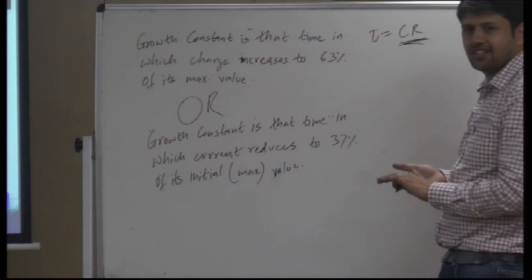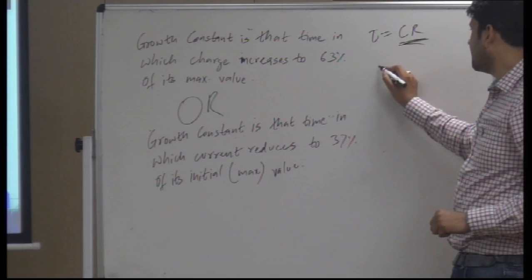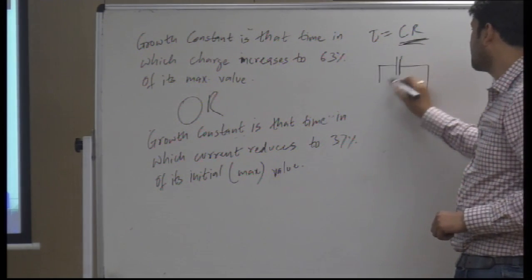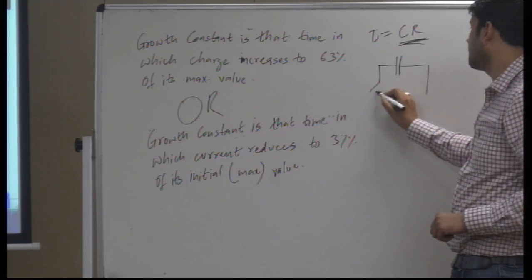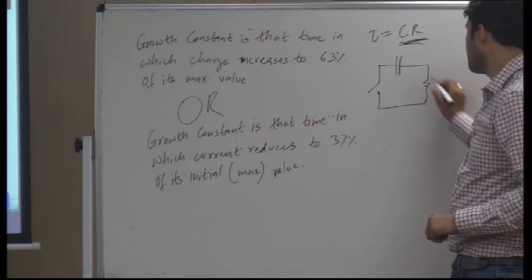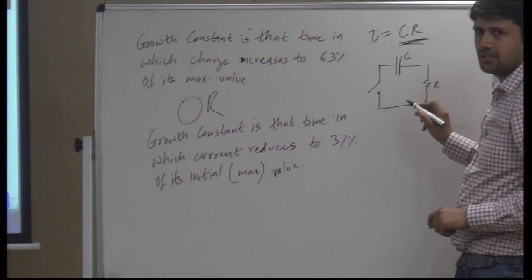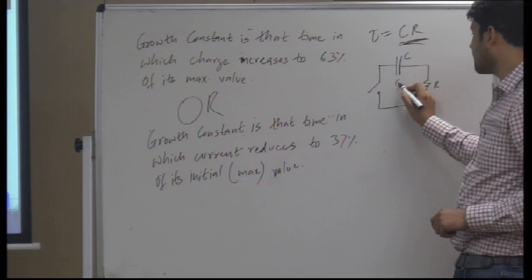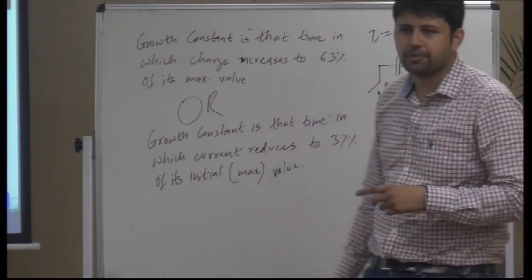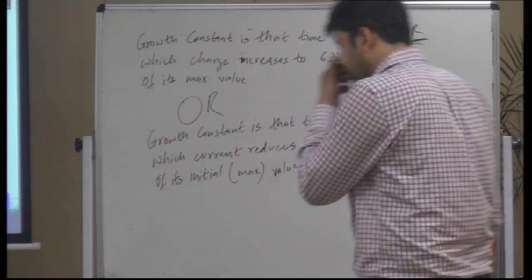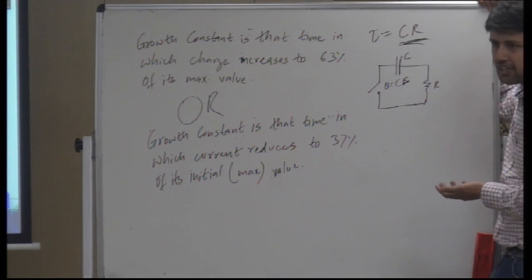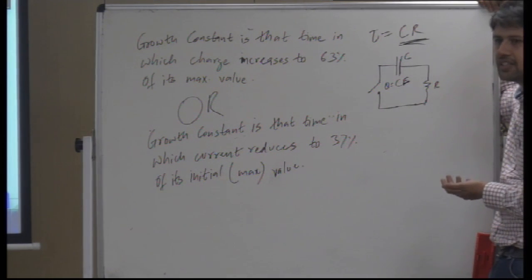For decay, we said this was the arrangement. The capacitor was fully charged, so the voltage here was E and the charge was CE. It was connected earlier to a battery of EMF E, so it would have a voltage E and charge CE.